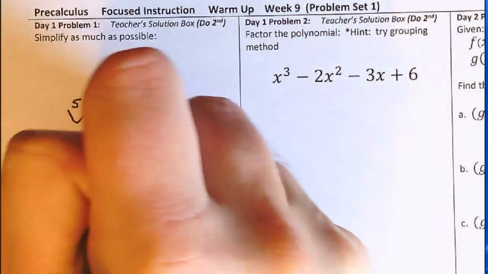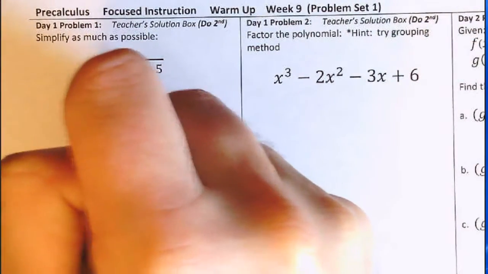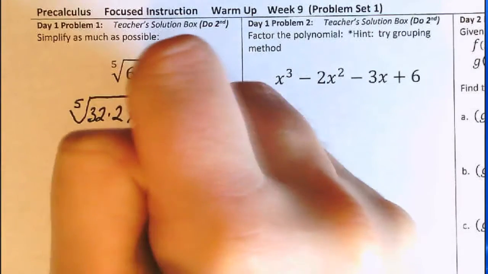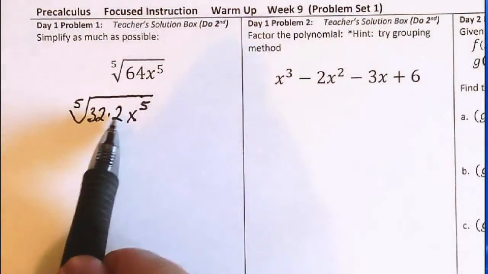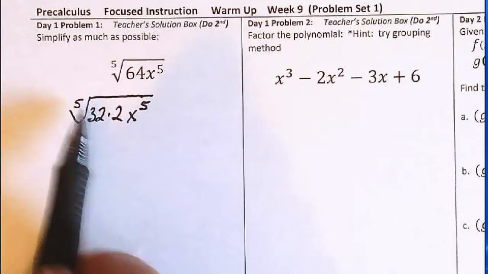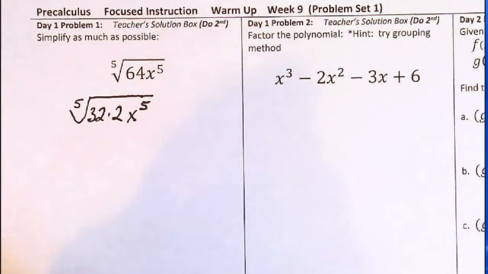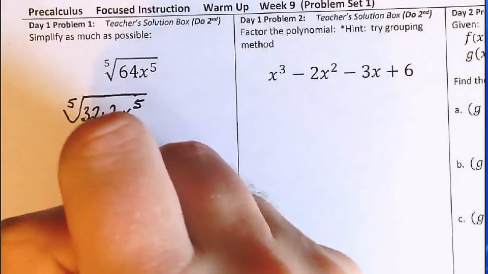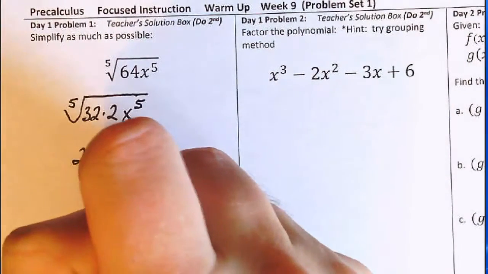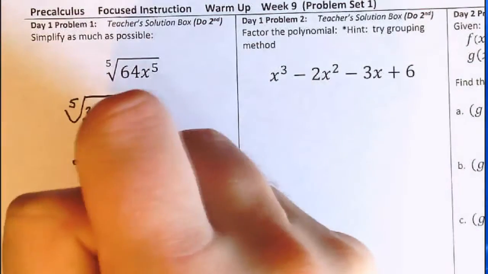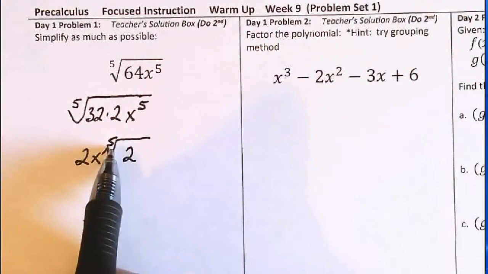Let's rewrite this as the fifth root of 32 times 2, and then we'll retain the x to the fifth power. The reason I chose 32 times 2 is because 32 is a number that you can take the fifth root of. 2 to the fifth power is 32. So here we get a 2. Let's also take the fifth power of x to the fifth power. That's x. And then the factor that we did not do anything with yet, we'll leave inside of the root symbol. And don't forget the index here for the fifth root.